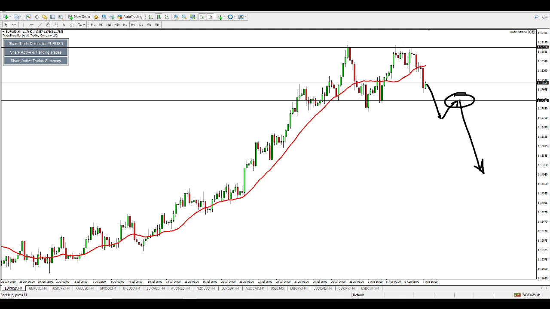So that's what I'm looking for on Euro USD. I will keep that up to date, probably on the live streams and inside of the VIP group. So we'll see what ends up happening there on Euro dollar. But that's the thought I have for EU.